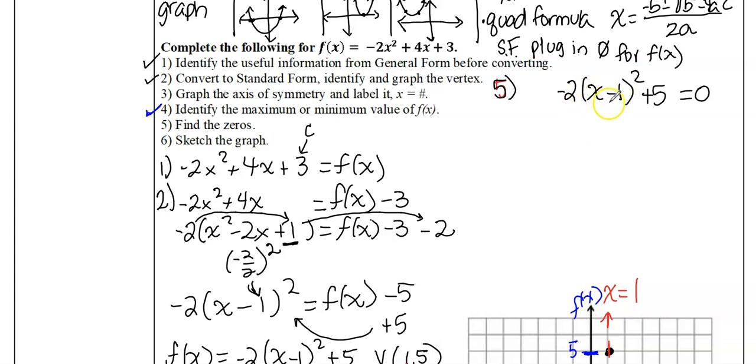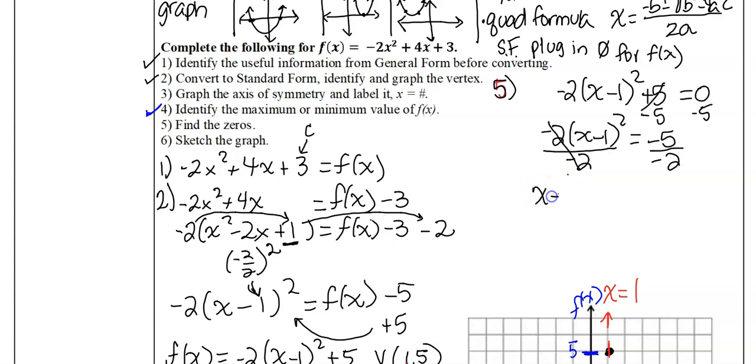X is already pretty isolated, so I'm just going to start moving these numbers that are not grouped with the x off, take the square root, and find our solution. So we'll subtract 5 from both sides, and we have -2 times quantity x minus 1 squared equals -5, and then continue to move numbers away by dividing by -2. And here's what we get. X minus 1 quantity squared equals 2.5. And now we will apply the square root property. So we'll square root x minus 1 quantity squared equals, don't forget that you are introducing the plus and minus square root of 2.5.